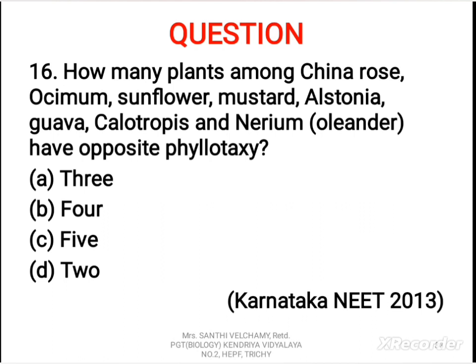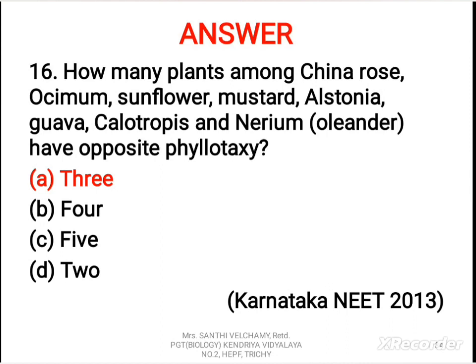Next one, 16th question. How many plants among China rose, ocimum, sunflower, mustard, alstonia, guava, calotropis, nerium have opposite phyllotaxy? A. 3, B. 4, C. 5, D. 2. So here first you should know what is opposite phyllotaxy. So here the correct answer is 3. 3 plants they are showing.